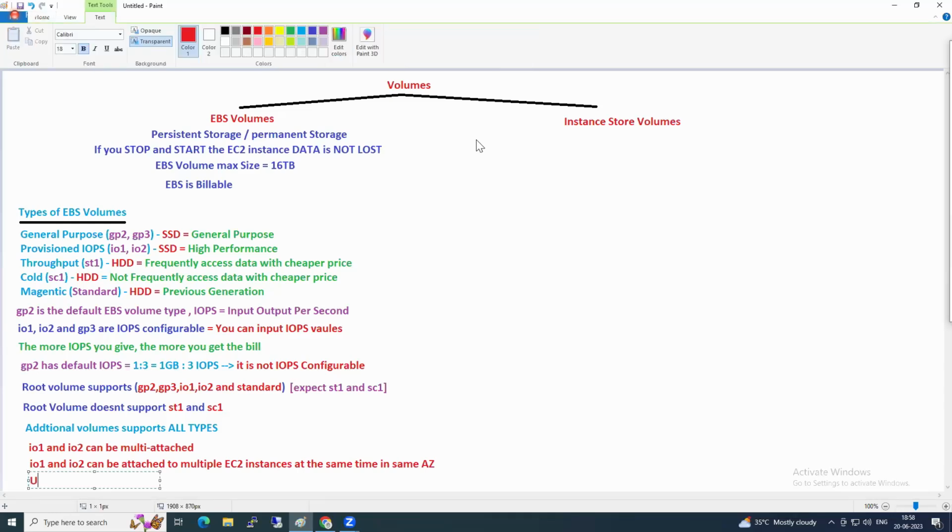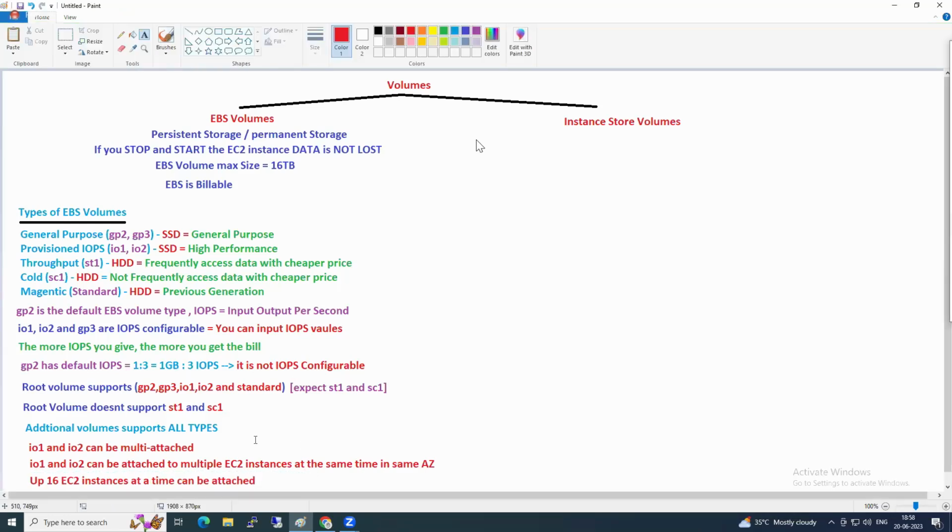How many EC2 instances can you attach? 16 EC2 instances. One volume can be attached to multiple EC2 instances. How many maximum can you attach? If you have one volume, 16 EC2 instances you can attach at a time. This actually is no need to learn, but this is the advanced thing. I'm just giving you information.